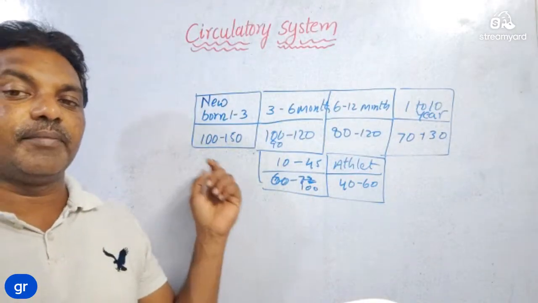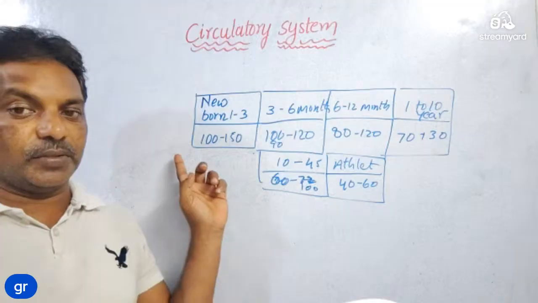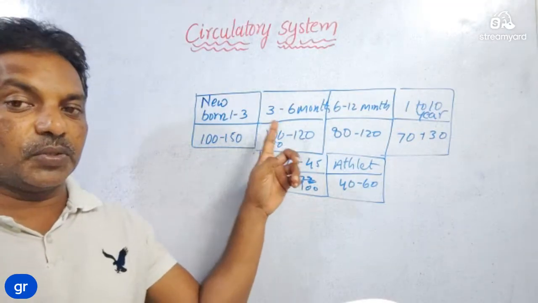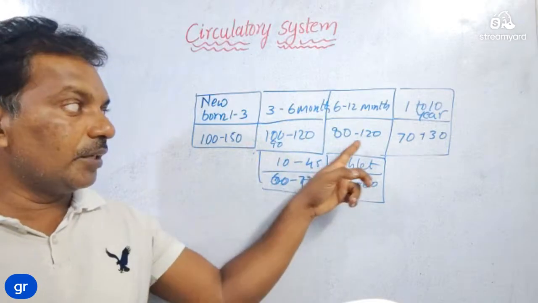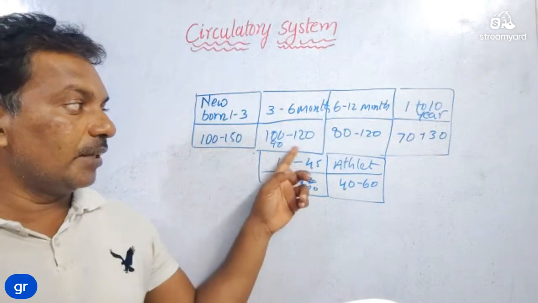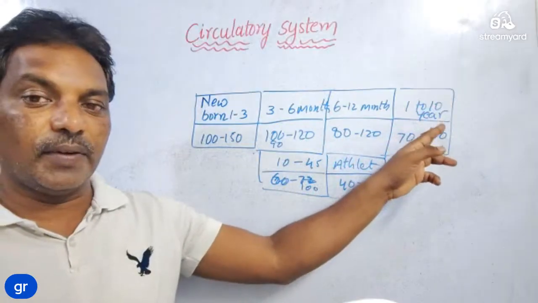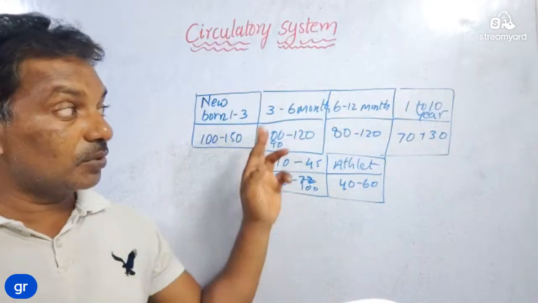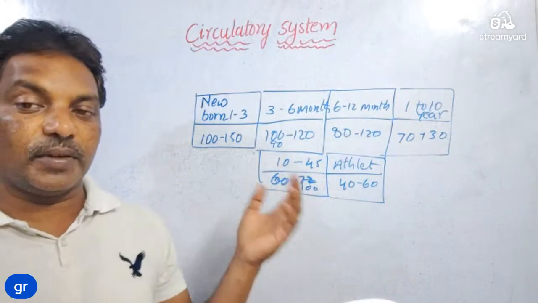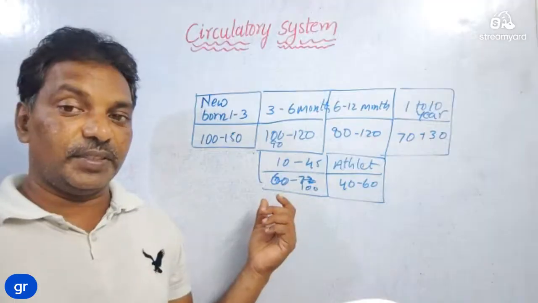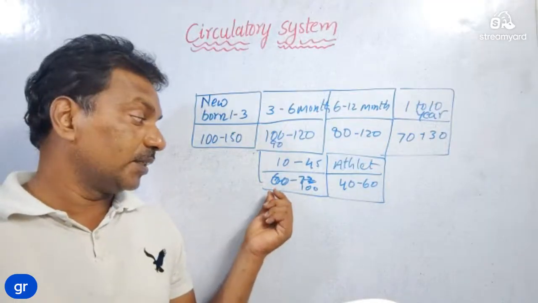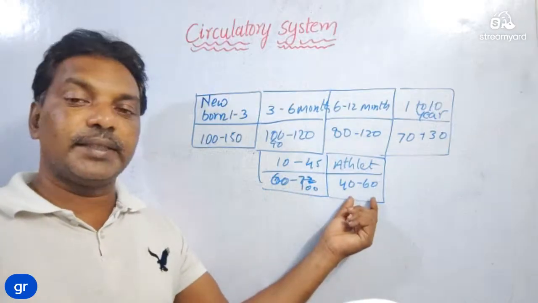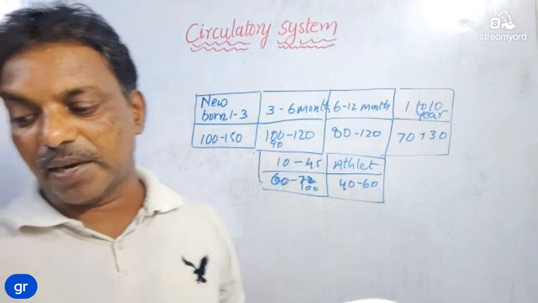So newly born 100 to 150, that is up to 3 months. 3 months to 6 months, 90 to 120. 6 months to 1 year, 80 to 120. Next, 1 year to 10 years, 70 to 130. And 10 years to adult, that may be 21, 22, maybe 40 or 45 years, according to their body fitness, 60 to 100. When well athlete, 40 to 60 per minute, heartbeat and pulse rate.